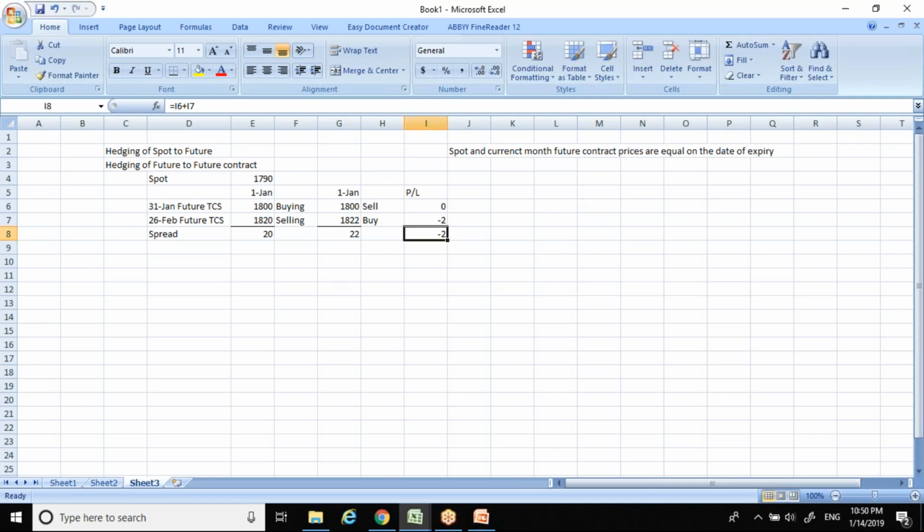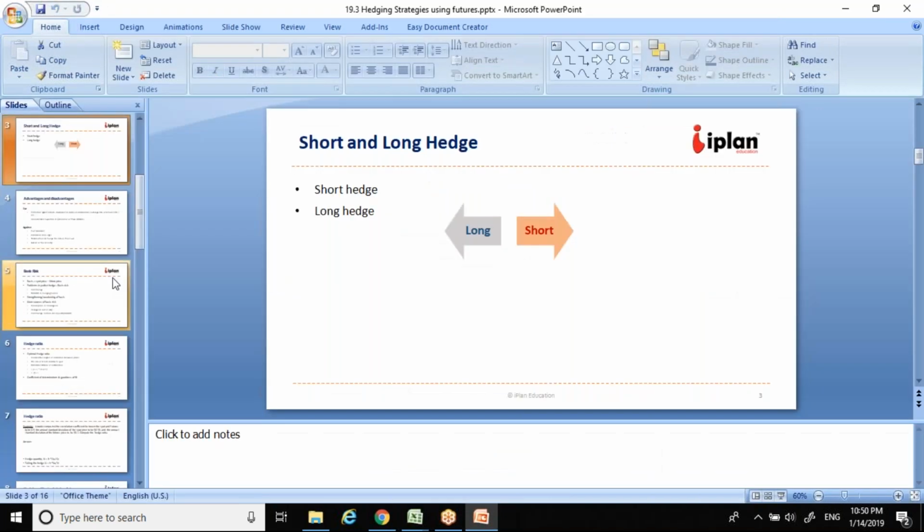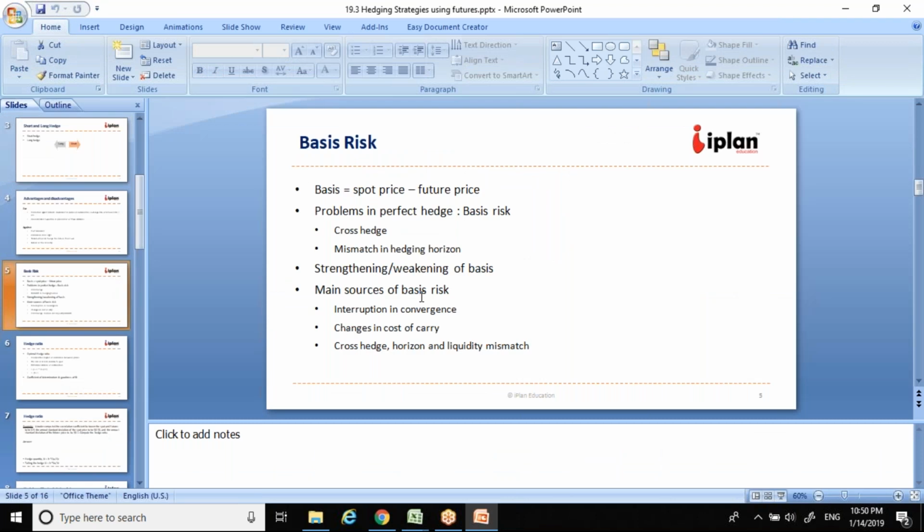Right, so hopefully you understand what the spread risk and the basis risk are. Now, what are the main sources of basis risk? It says the interruption in convergence. So why is there an interruption in convergence? Now this is basically due to liquidity, or market makers being involved too much in the market. Okay, so this could be a reason.